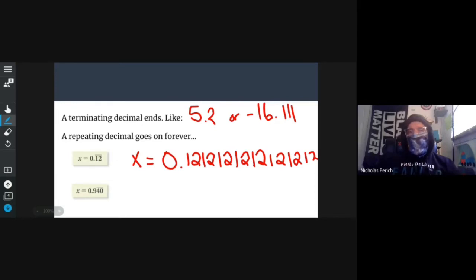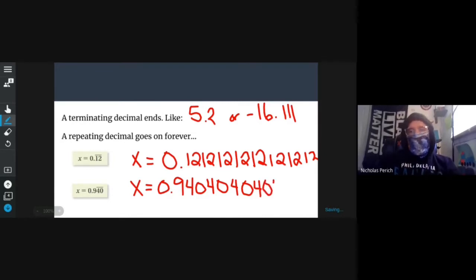What about this guy right here? What is that? Well, that line is only covering the 4 and the 0. So in this case, x equals 0.9. And since it's only covering the 4 and the 0, I'm going to do 4, 0, 4, 0, 4, 0, 4, 0. And I could put ... to have it go on forever.